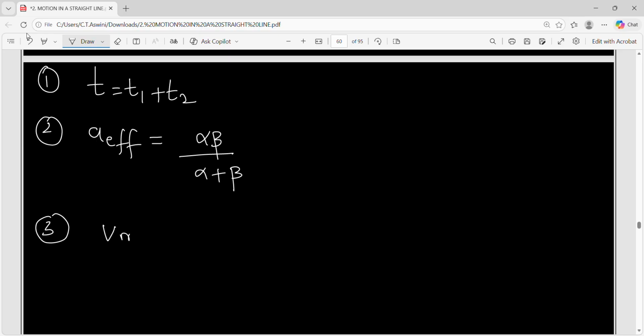Now we'll take maximum velocity. That will be at point A, right? Its formula is A effective into total time. Effective acceleration into total time. This is the first formula. Or you can take alpha into T1 for the first part of the journey, OA, acceleration into time. Or you can take beta into T2, second part of the journey, AB, acceleration into time.